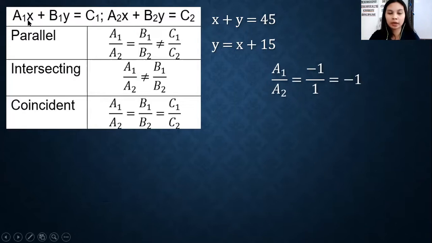Ang A daw is yung X na may kasamang X variable. Ang B is yung may Y variable po. So, pwede ito siyang i-transform into Y is equals to MX plus B muna, o kaya naman ganitong form, AX plus BY equals to C. Basta dapat pareho po sila ng form.